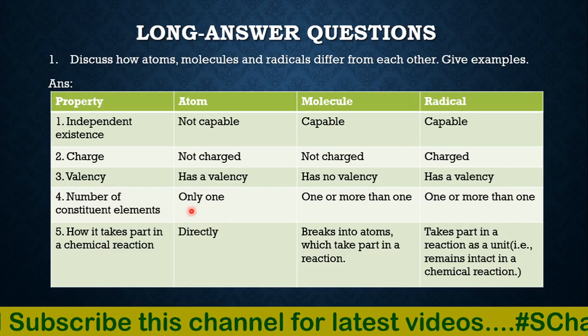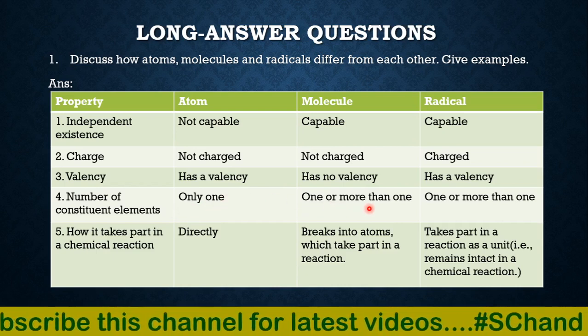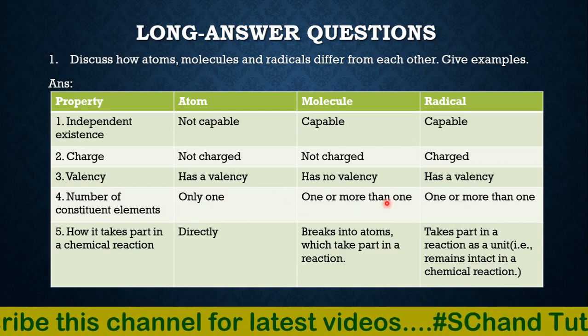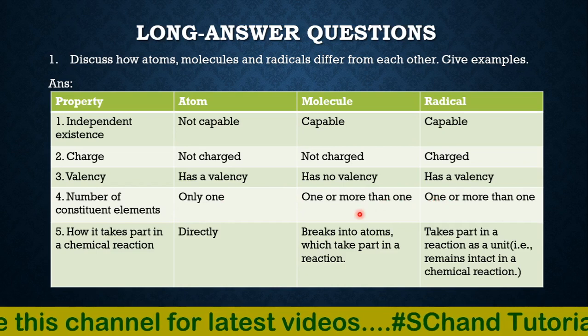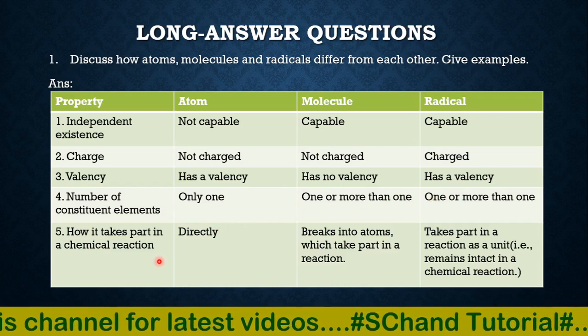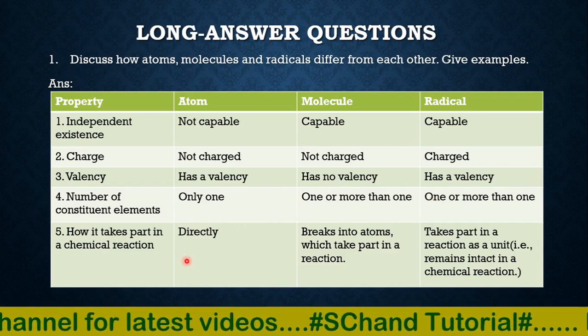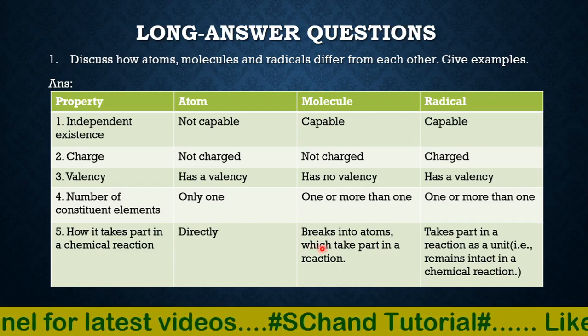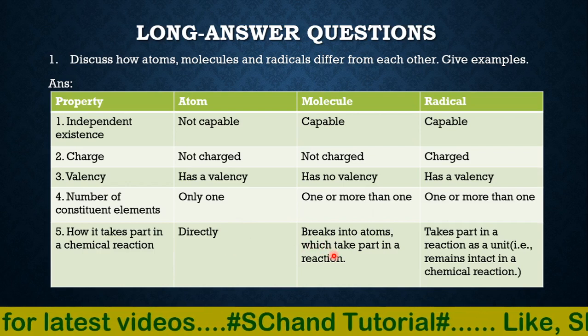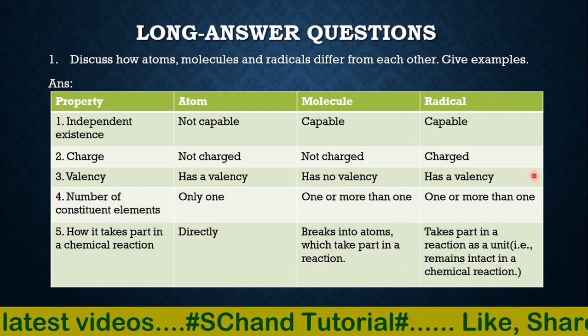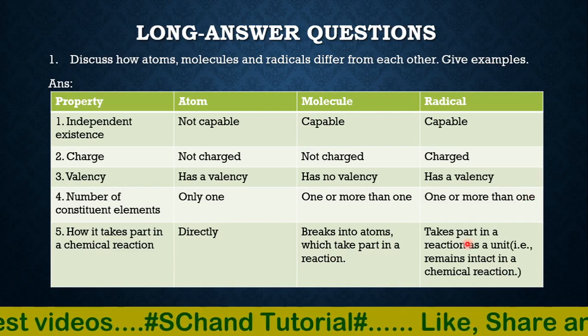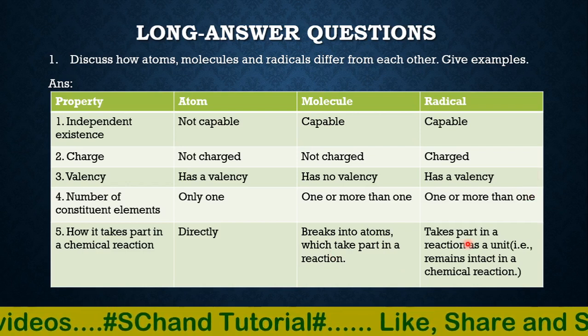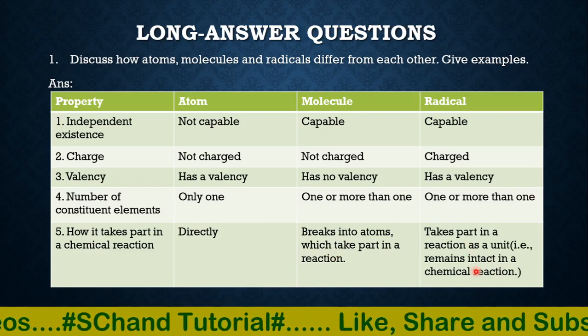Number of constituent elements: only one in atoms, and one or more than one in both the cases of molecules and radicals. How they take part in a chemical reaction: atom directly, and molecule breaks into atoms which take part in the reaction. Radical takes part in a reaction as a unit, and remains intact in a chemical reaction.